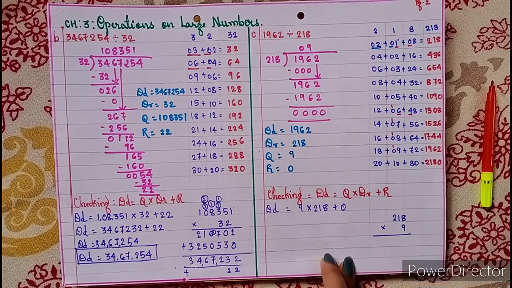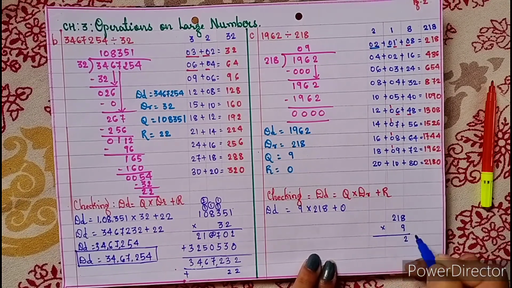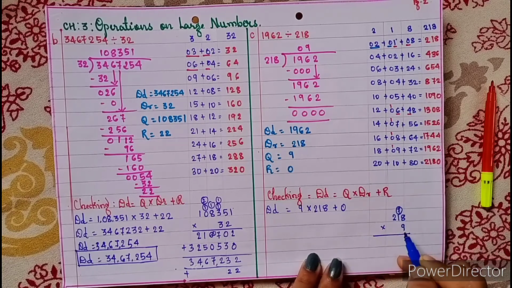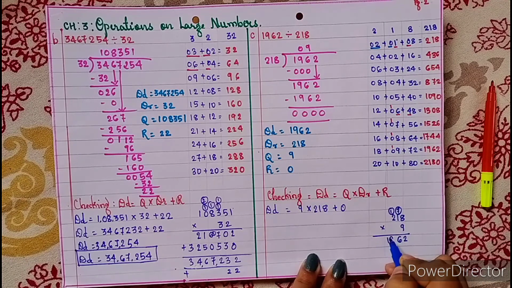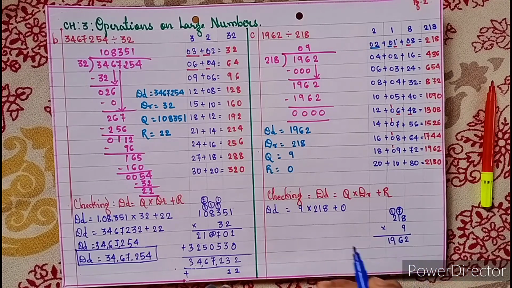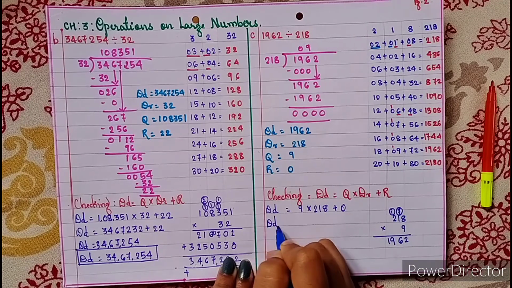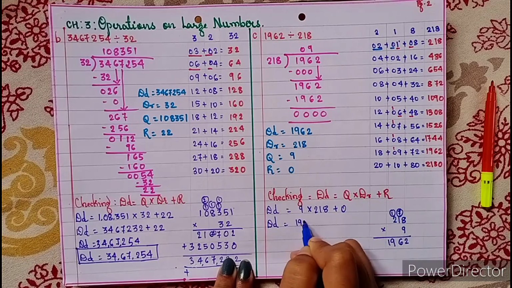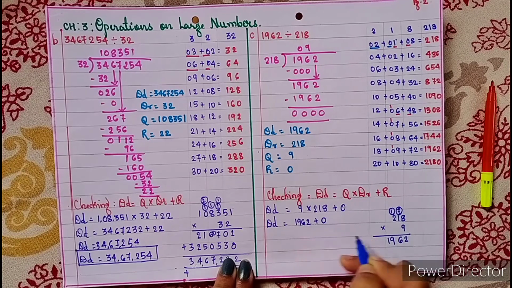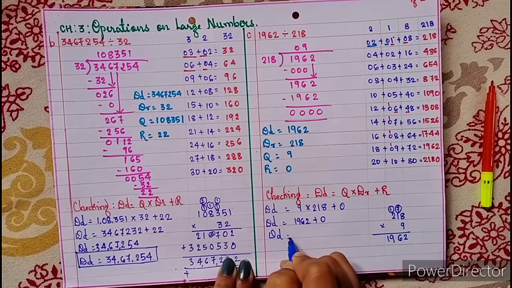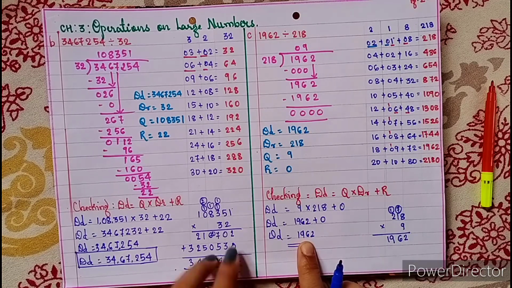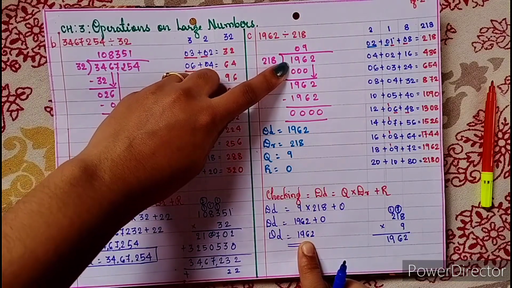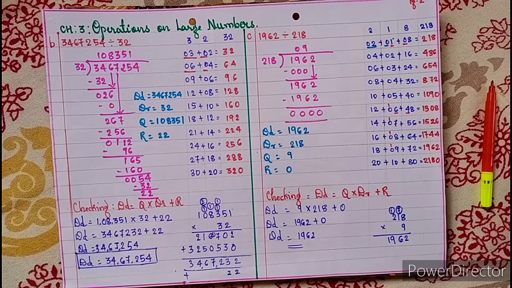Thus 9 8s are 72. 2 here, 7 carry. 9 1s are 9 plus 7 is 16. 9 2s are 18, 18 plus 1 is 19. So what answer have I got? 1962. Therefore dividend equals 1962 plus 0 gives us dividend equals 1962, and hence the answer. Can you see this dividend and the dividend given in the problem are both the same, therefore the obtained answer is correct.